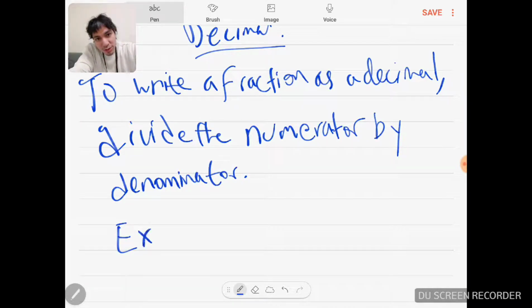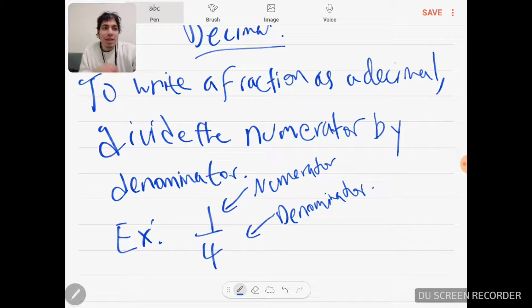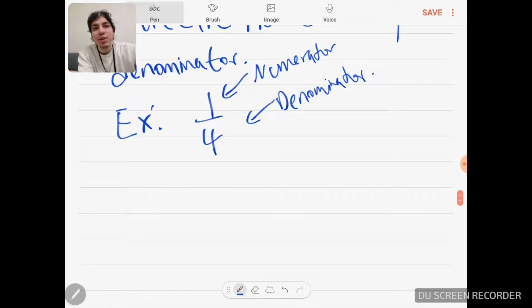So let's recall that we just take a quarter, 1/4. Remember, the top part is the numerator, and the bottom piece is the denominator, okay? So knowing this, we're going to now divide 4 into 1. So let's rewrite this as 4 into 1. So we know from the get-go, 4 cannot divide into 1. So I add a 0.